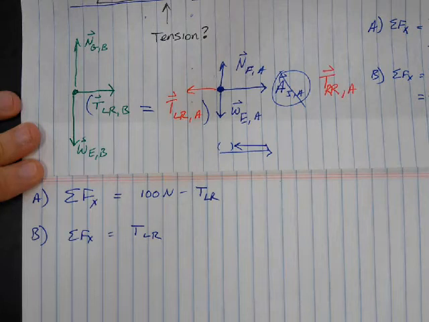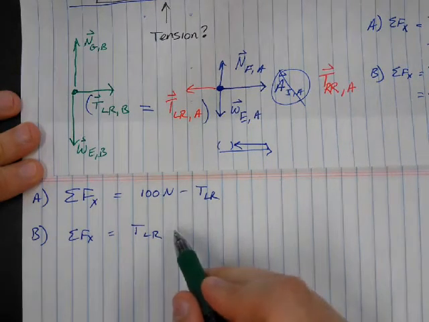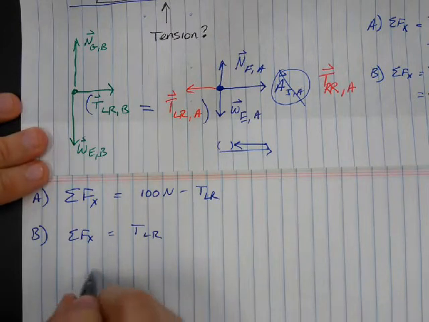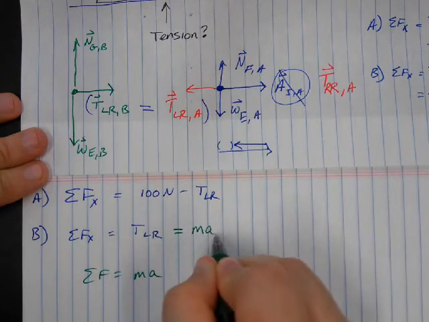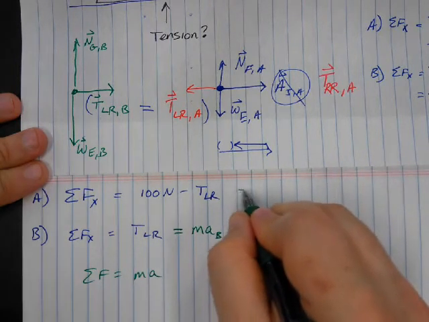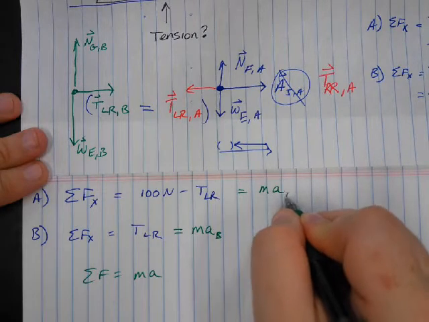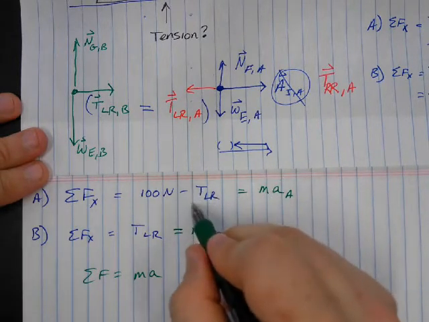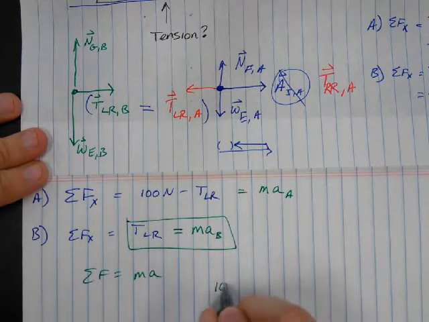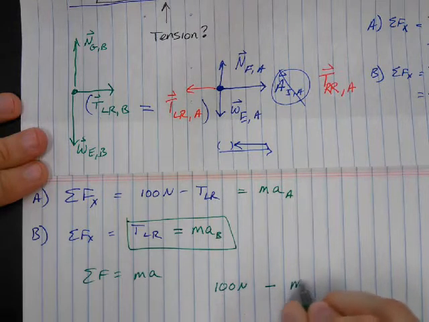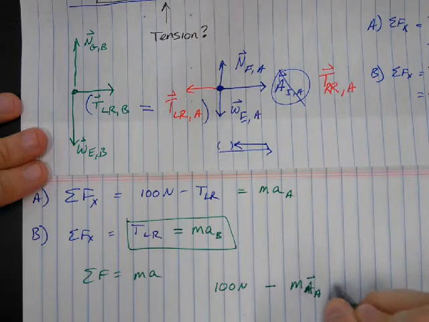And one of the things we can do is say, hey, sum of the forces should look like the mass times the acceleration of the objects. So this is going to be the mass times the acceleration of block B, and this is going to be the mass times the acceleration of block A. So we can take this and plug in this statement.